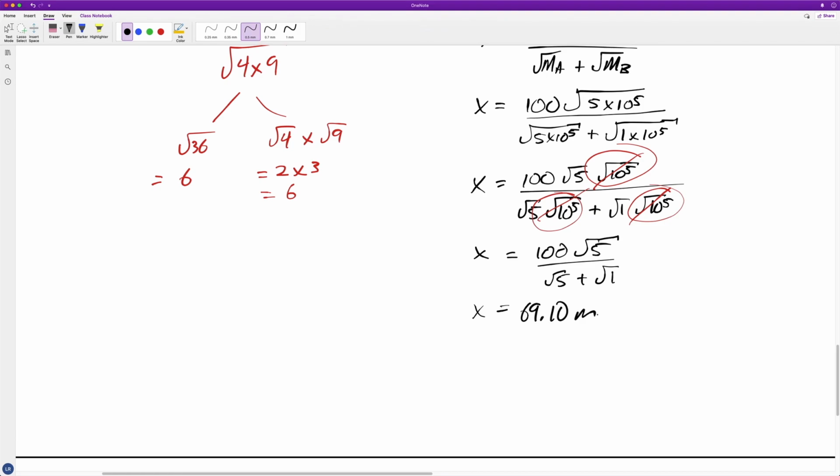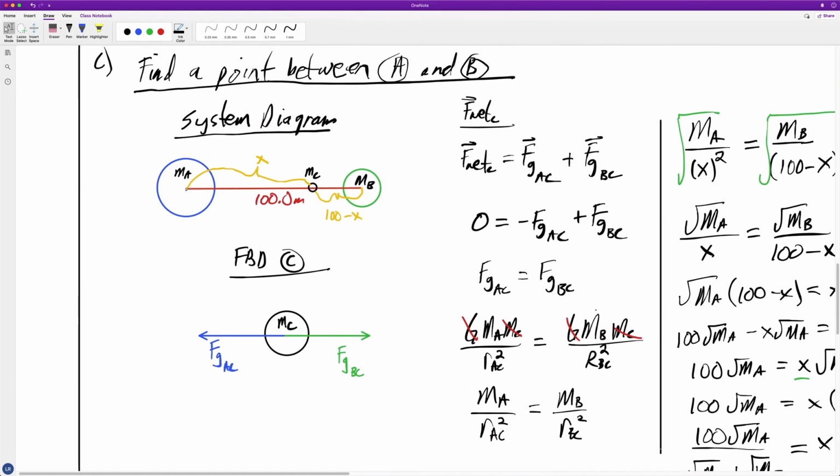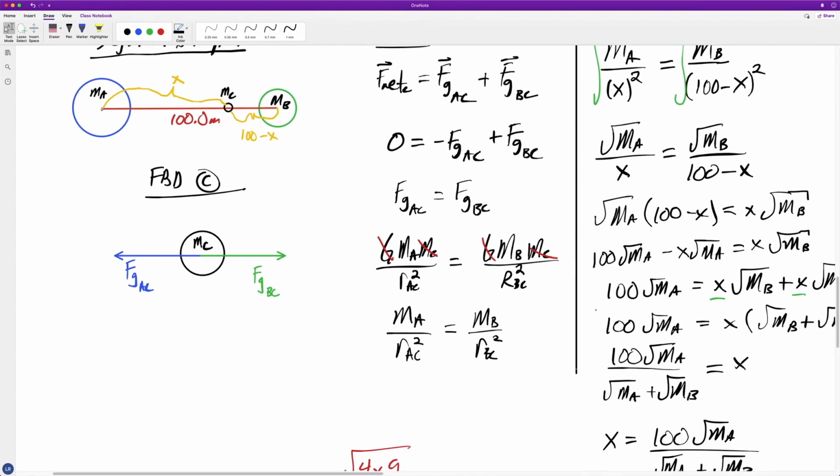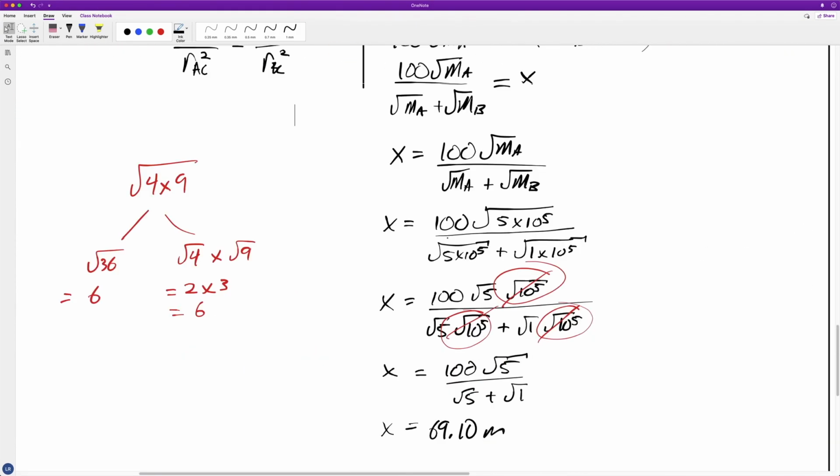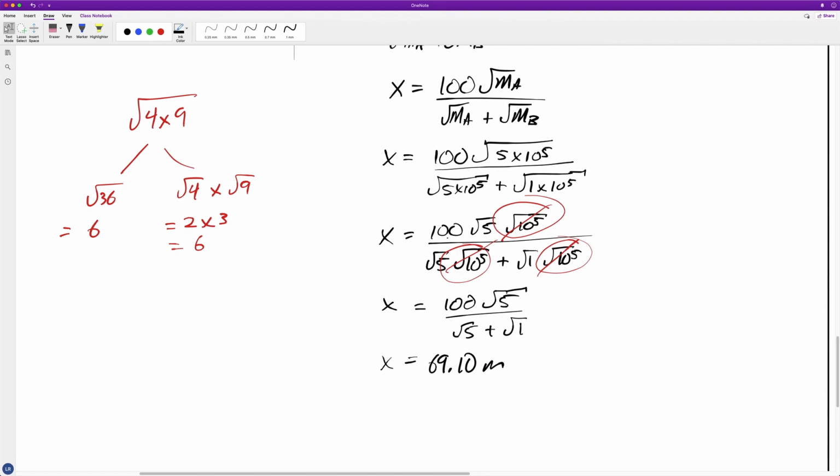So the final answer is 69.10 meters, which makes sense because it should be closer to MB. X is the larger of the two numbers, and that's what we're expecting. So there you have it. Much simpler than it initially looked.